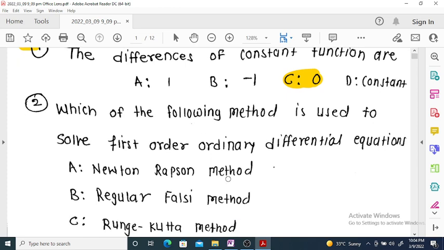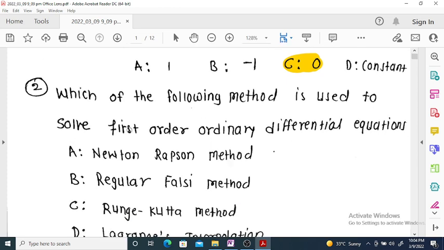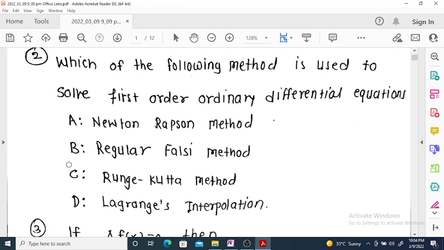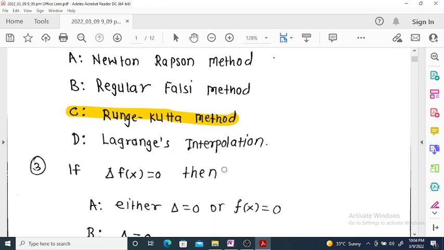0. The next question: which method is used to solve a first order ordinary differential equation? Now the Newton-Raphson method is used to solve algebraic or transcendental equations. Regula Falsi method also. Lagrange's interpolation is used to approximate the polynomial function, but the Runge-Kutta method is used to solve a first order ordinary differential equation by using numerical techniques.